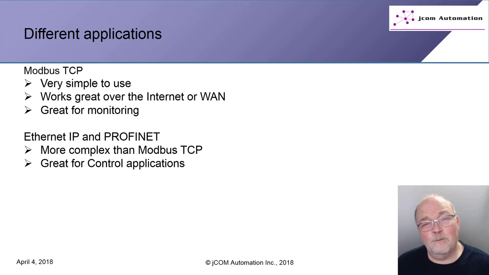Like if you have a really slow process, yeah, you can get away with it. Particularly if you isolate the network without any other TCP network traffic going on. But otherwise, you really need to use either Ethernet IP or Profinet. They're both far more complex than Modbus TCP. They have more processes going on, but they are both great for control applications.